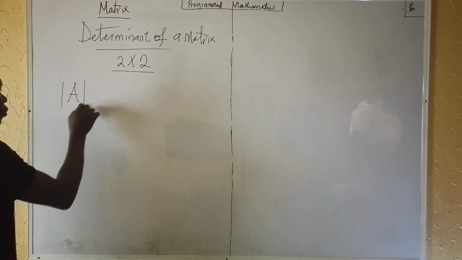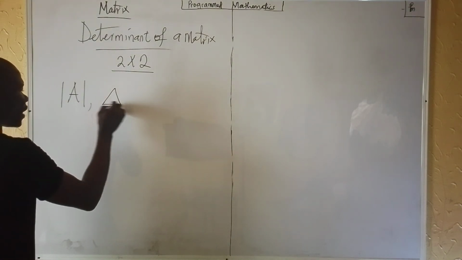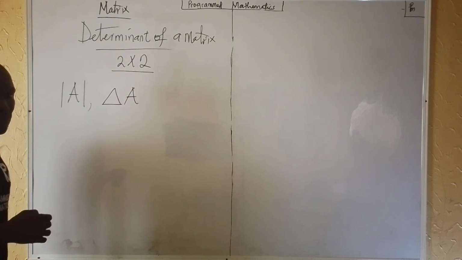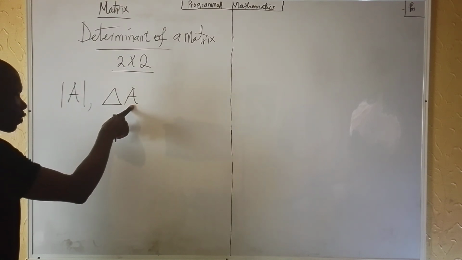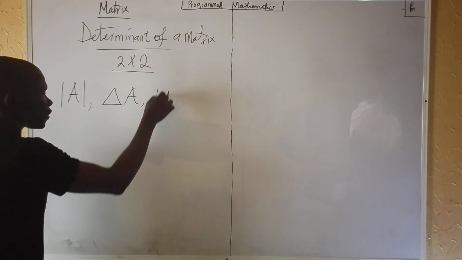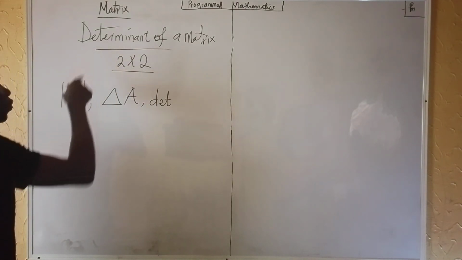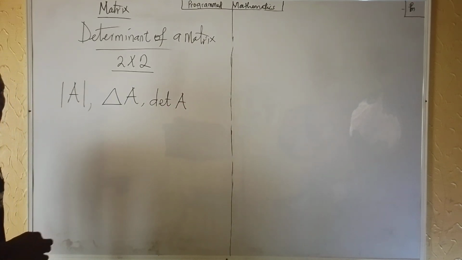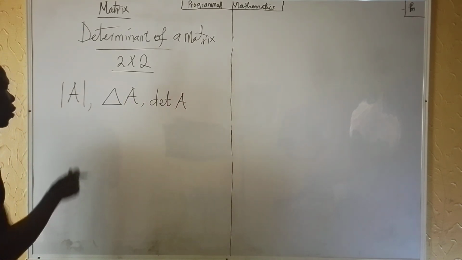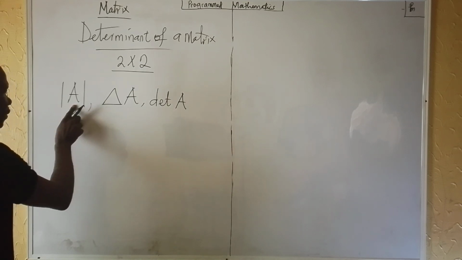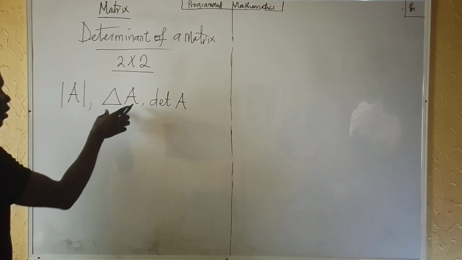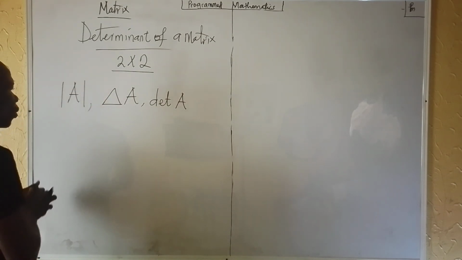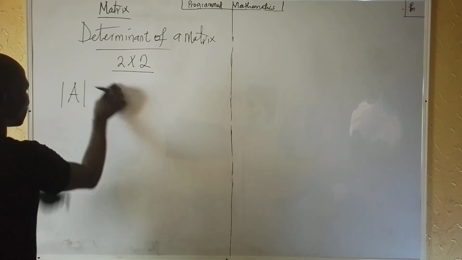Apart from that, we can use other symbols like this small triangle called delta. The delta symbol can also mean determinant of a matrix. So this delta A is the determinant of matrix A. Apart from that, det A, where det is just the first three letters of the word determinant, can also be used to denote the determinant of a matrix. Most frequently used is this first notation, and in some other cases you have this also frequently used, but mostly used is this. And so we'll be focusing on either the first or the second.